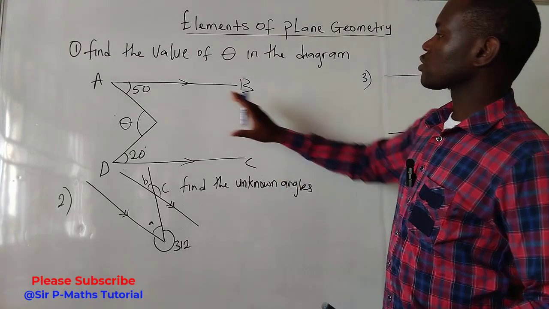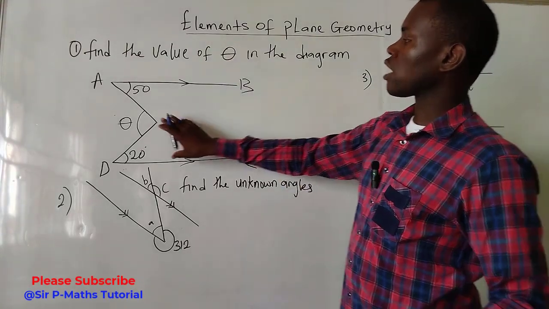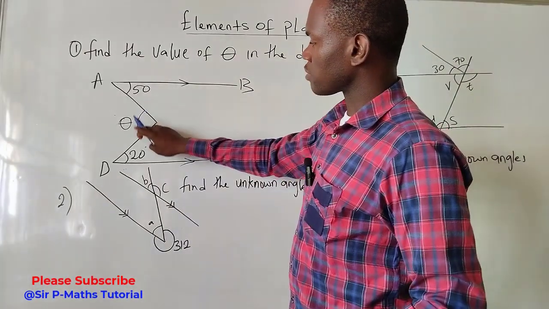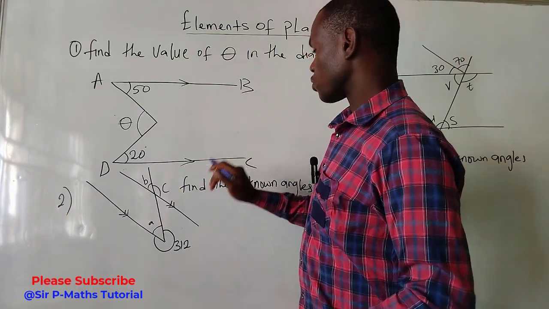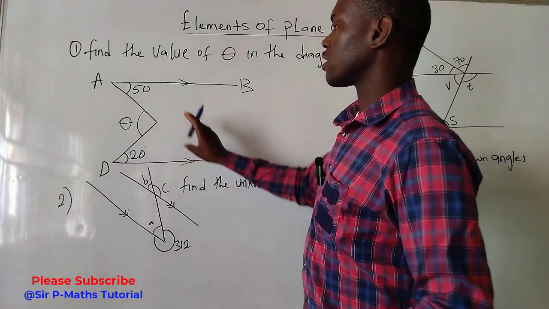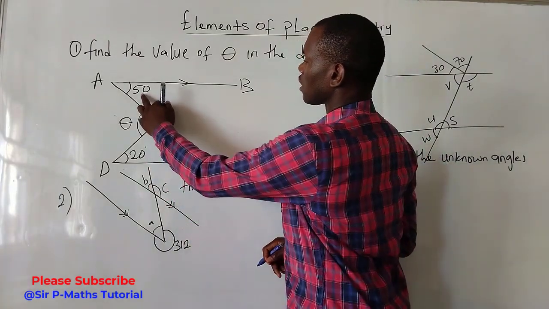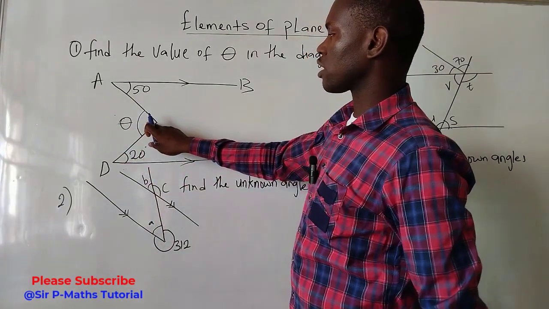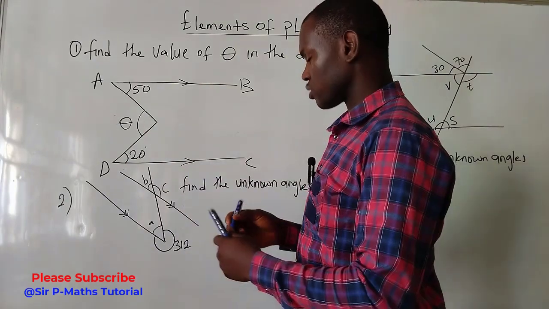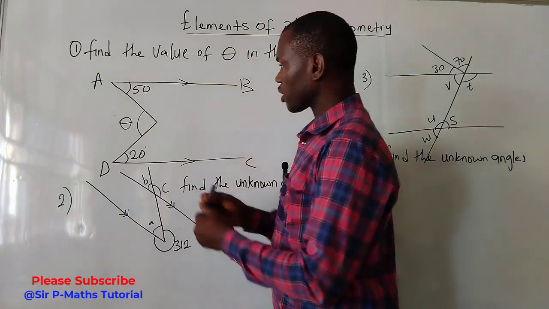Now we are asked to find theta in this diagram. Theta is the angle at this position. So what we do is to find a linking angle that will give us this angle. This angle and this angle have no relationship with this angle here. So let's create a relationship. I'll make a construction here.